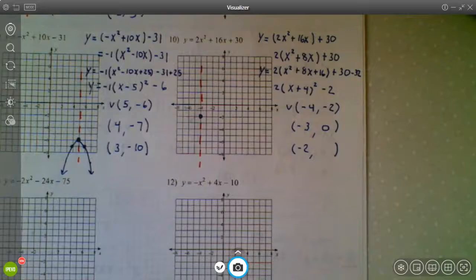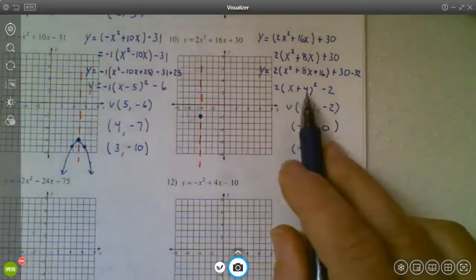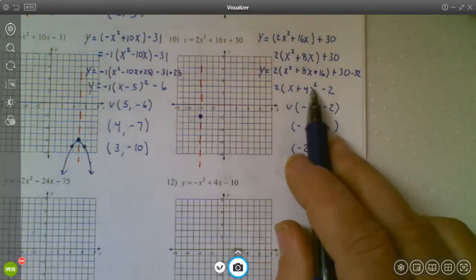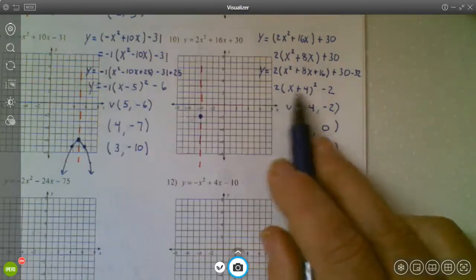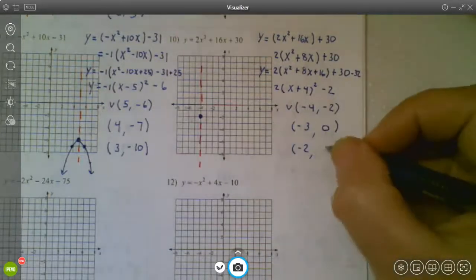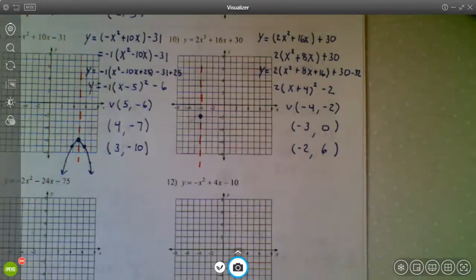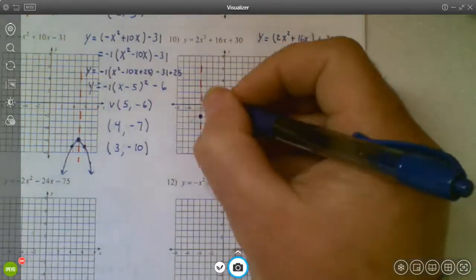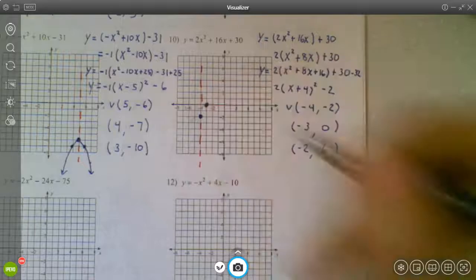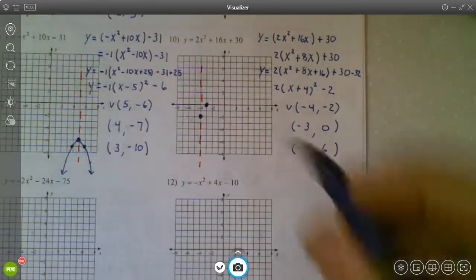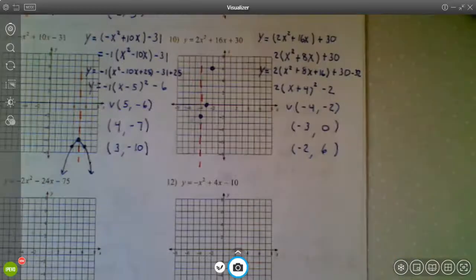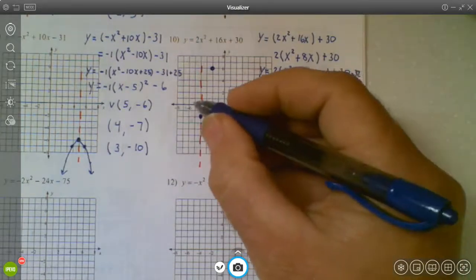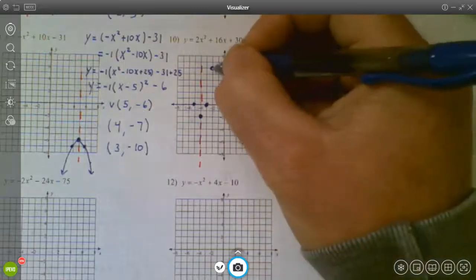So there's one of our points. Let's plug that negative 2 in. Negative 2 plus 4 is 2. 2 squared is 4. Times this is 8. Minus 2 is 6. So if I plot those points, I got negative 3, 0. I got negative 2, 6. So I'm now looking at the right side of my parabola. I'm going to mirror those to the left to get the left side.